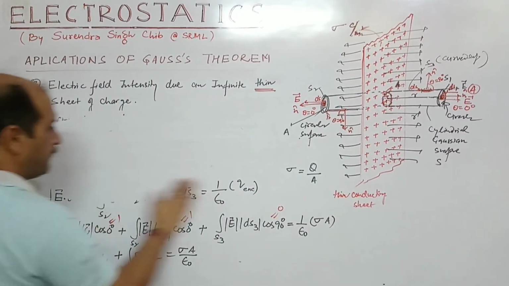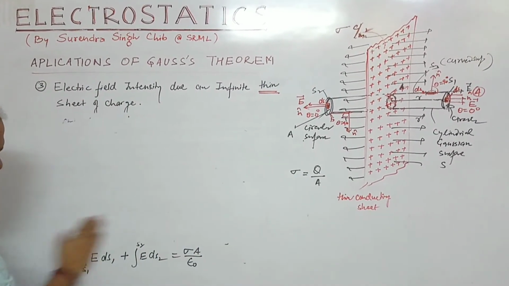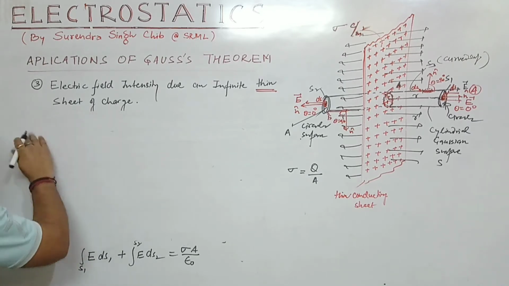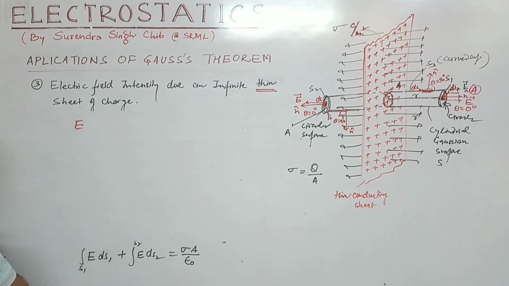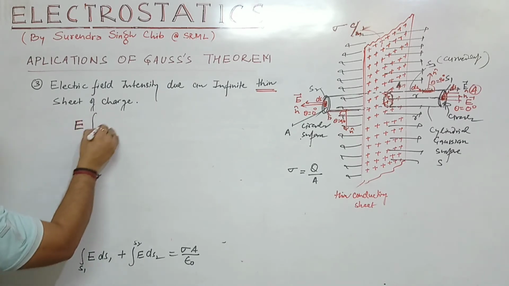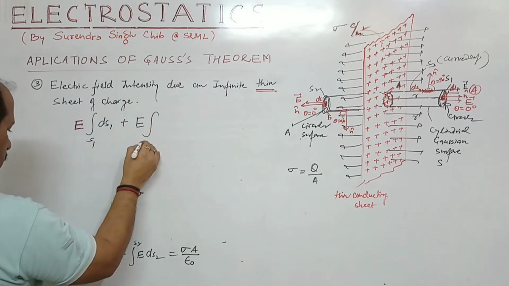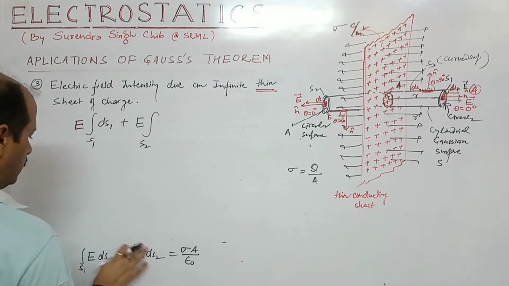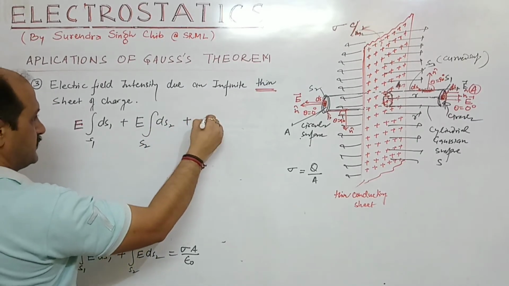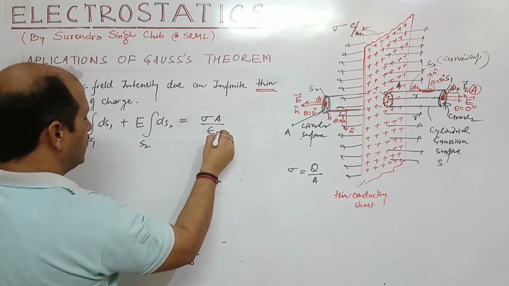Now see here. इसमें से we can take electric field outside क्योंकि it is considered as constant. Take electric field outside: E ∫ds1 plus this electric field also outside, E ∫ds2 plus sigma into A equals sigma into A upon epsilon naught.